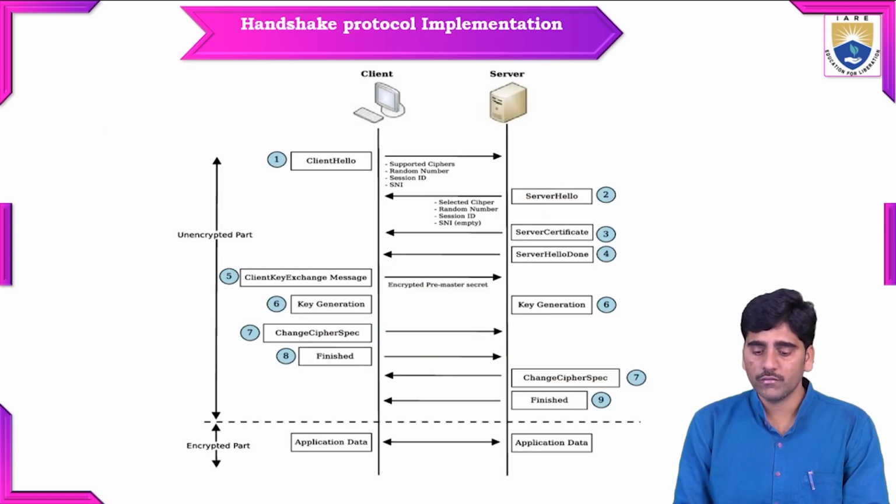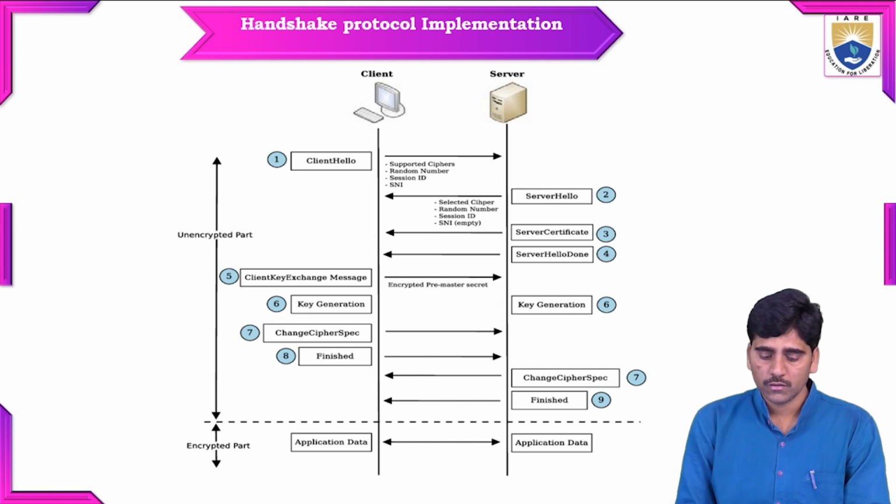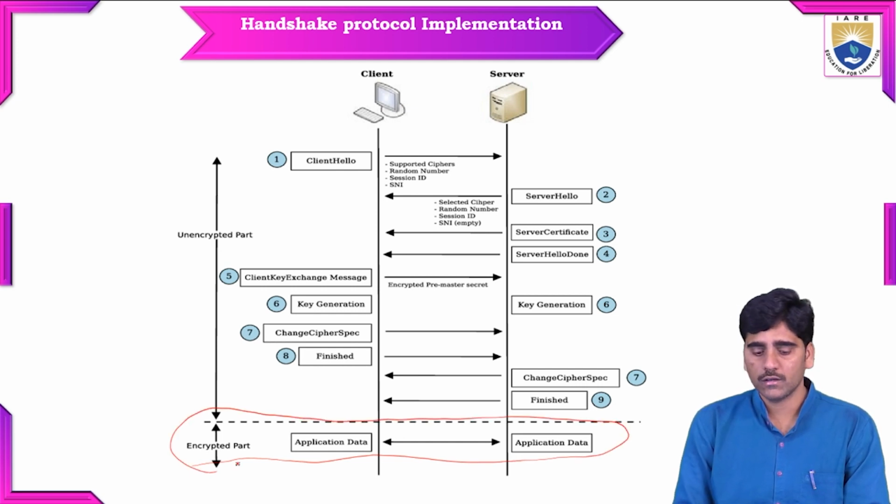So here we'll see exactly how the connection is established between the client and the server. Here we'll see which is the encrypted part. This is all the encrypted part, which is application data, and this is all the unencrypted part. So here is the client and here the server. Now the client sends a request to the server with a hello message.